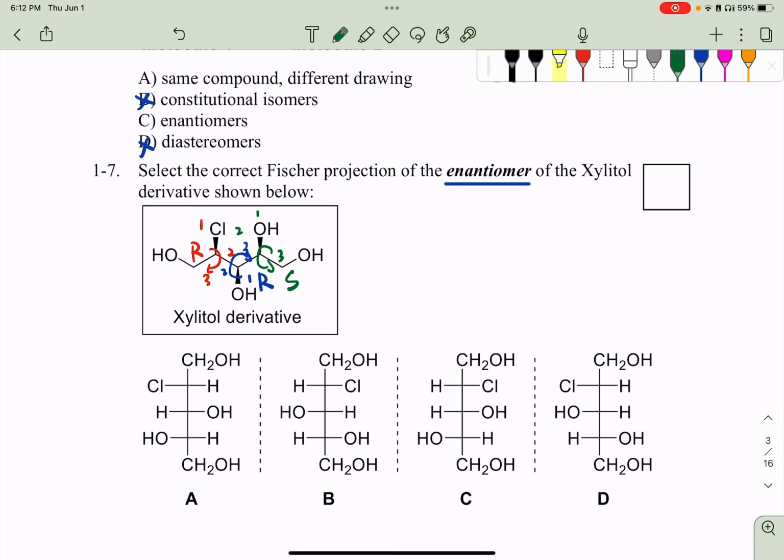But we're trying to find the Fischer projection of the enantiomer of this molecule. So the molecule we're trying to find is S, S, R. All right. So let's just look at one of them. You don't have to assign stereochemistry for every single carbon here. Just once you do it, you know what that stereochemistry looks like. So let's get started with this carbon 1. We have 1, 2, 3. So it's going this direction.